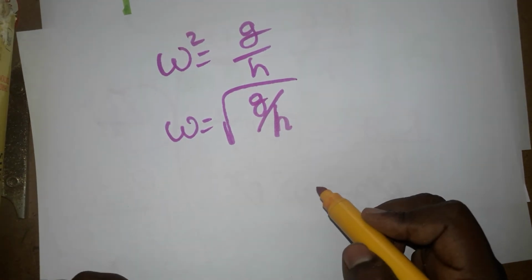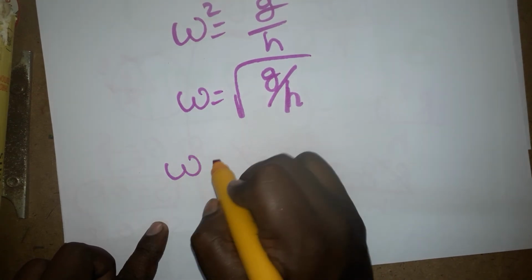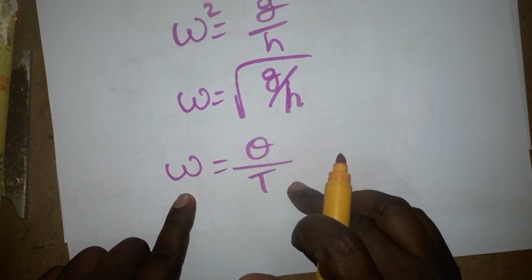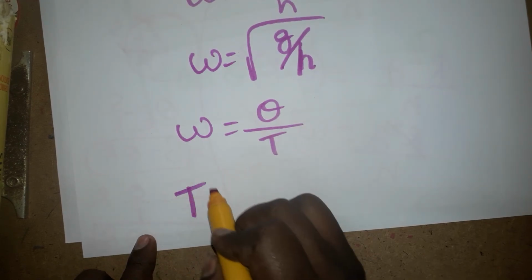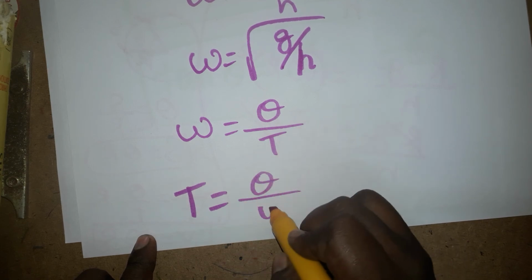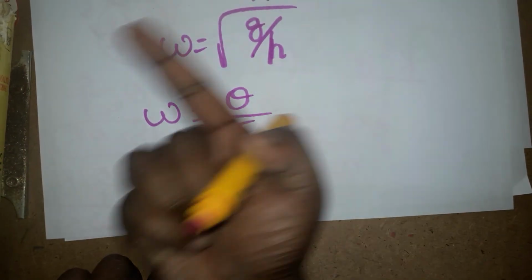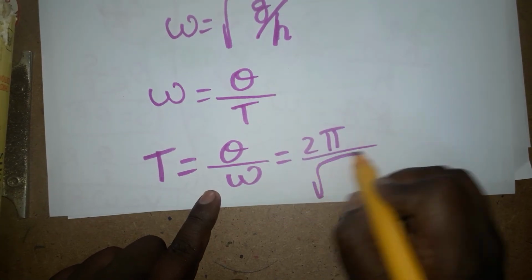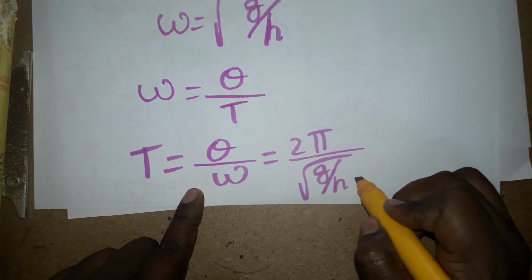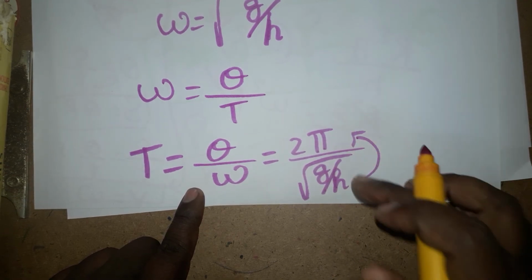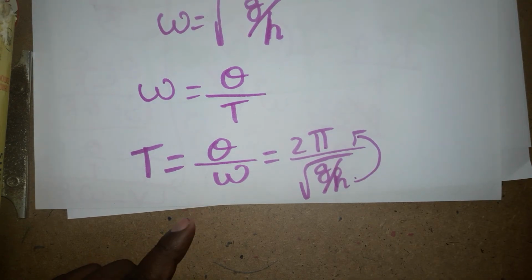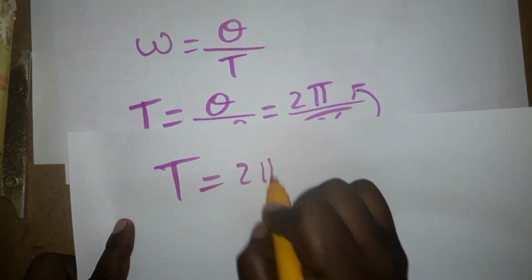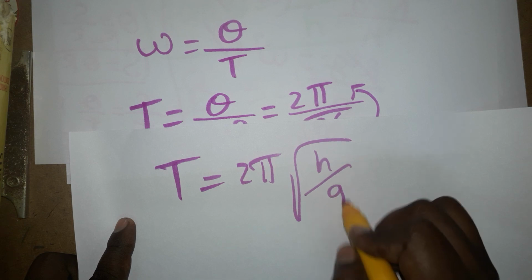Actually this is not our question. We have to find the time period. So omega is equal to angular displacement by time. Angular velocity is equal to angular displacement by time. We want the time period. So time period is equal to theta divided by omega. We are considering one full complete rotation, which is going to be 360 degrees. It's going to be 2 pi divided by omega. Omega value is root of G divided by H. So H is in the denominator, directly it will go into the numerator. So finally we will get time period is equal to 2 pi root of H divided by G.